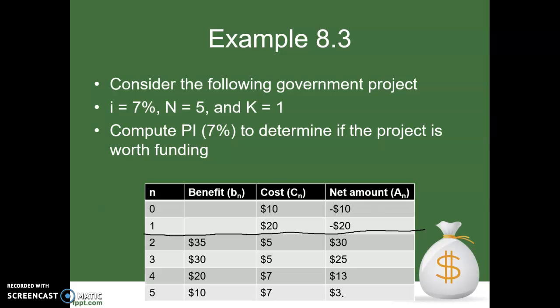So all we're looking at here is the net amount, adding these two things together. In this case, since all of these variables are positive, we are taking our positive benefit and subtracting the cost. So 0 minus 10, negative 10; 0 minus 20, negative 20; 35 minus 5 is 30, and so on.